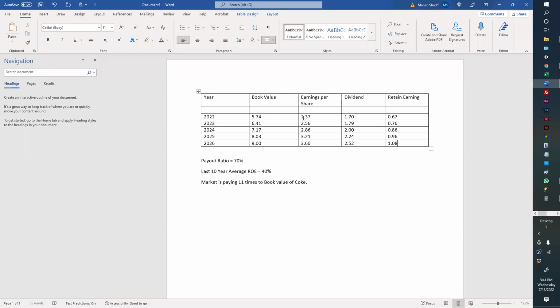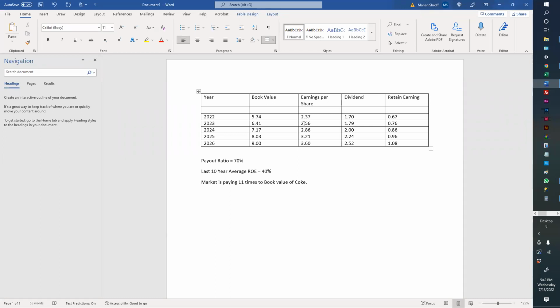Because Coke is a steady business, a branded business, it's not cyclical. So you will hardly see that in 2023 its earning goes to zero, or goes to minus. Something happens, people stop drinking Coca-Cola for that year, and earning goes to minus 50 cents. That will not happen with Coca-Cola.